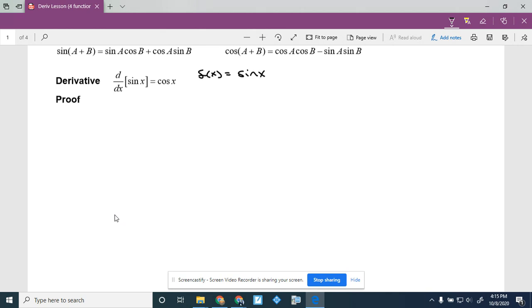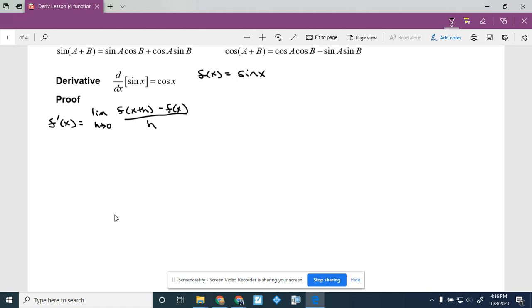Well, if you didn't know it was cosine x, you don't have a choice for where to start. And that spot to start is always the definition of the derivative. So I'll write it out, and you should be getting tired of seeing this. The limit as h goes to 0 of f of x plus h minus f of x all over h, right? That is the definition of the derivative.